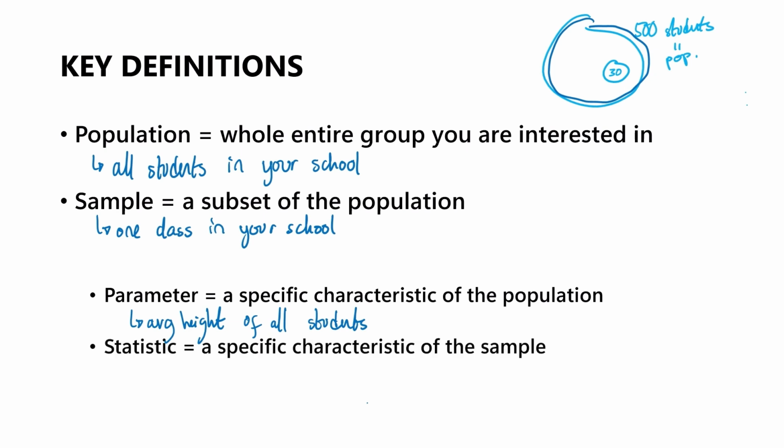Next, we have statistic. Now this one is a specific characteristic of the sample. For example, it could be the average height of just the students in one class. So statistic in this example would be just a certain characteristic of the 30 students in your class, for example, which is the sample.